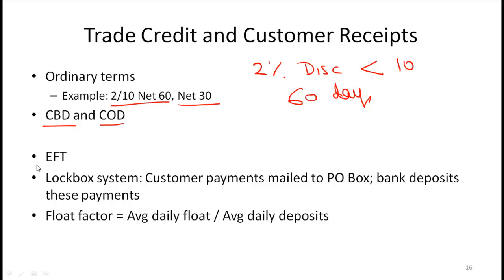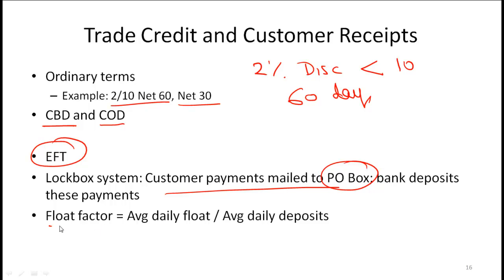There are different mechanisms that allow you to speed up your collections. One is called EFT, or electronic funds transfer, where money is transferred directly from your customer's bank to your bank. A lockbox system is a system where a customer mails payments to a given PO box, and basically these payments are then collected daily and deposited in your bank.